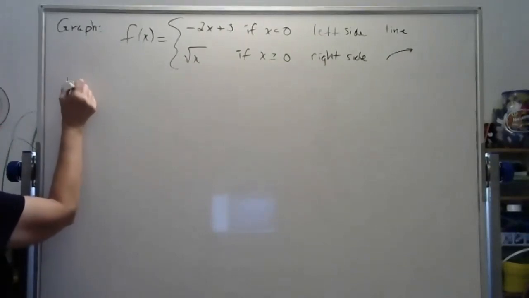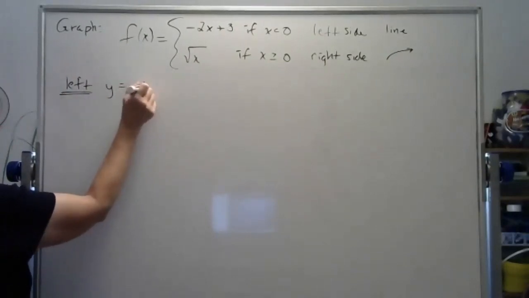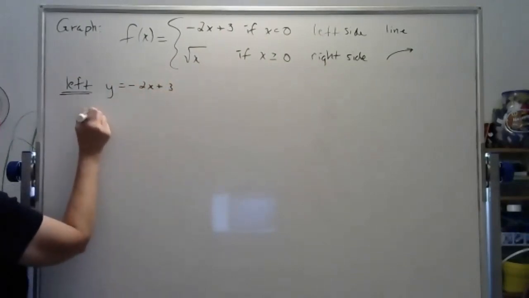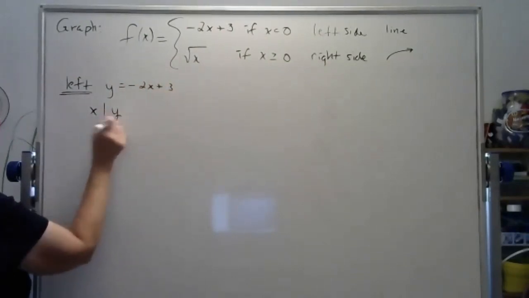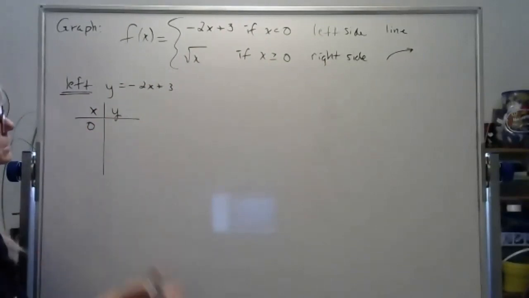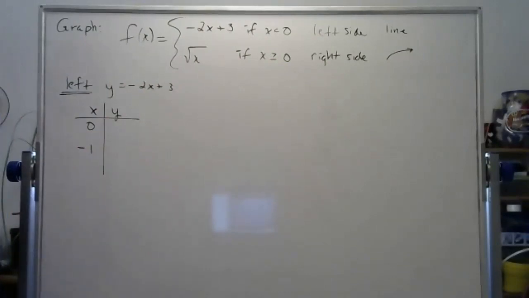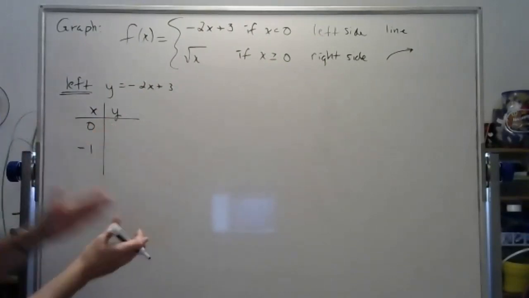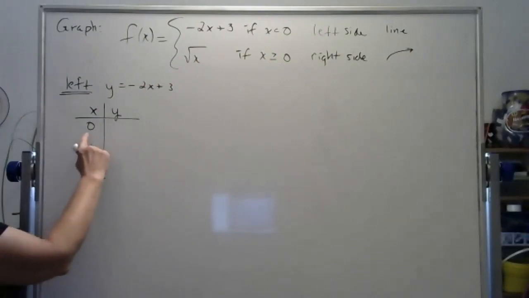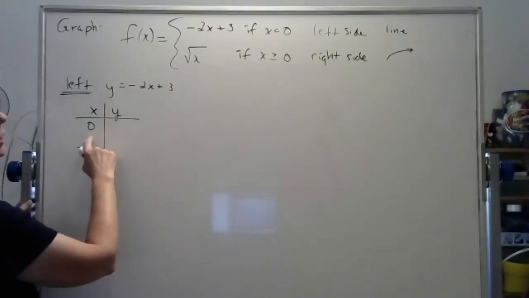So on that left side, we're doing y equal -2x plus 3. The very first number I'm going to plug in is my boundary number, which is 0. And then I need a number that is to the left of that, so I'm going to go ahead and use -1. So again, it's important to remember that you're going to start at the boundary number and go to the left. In terms of the 0, is it an open or closed circle?